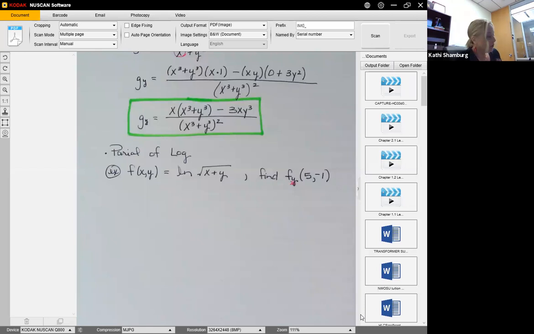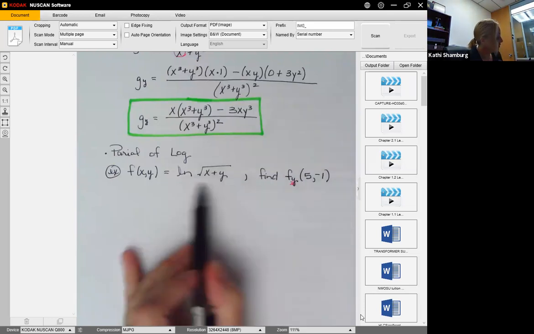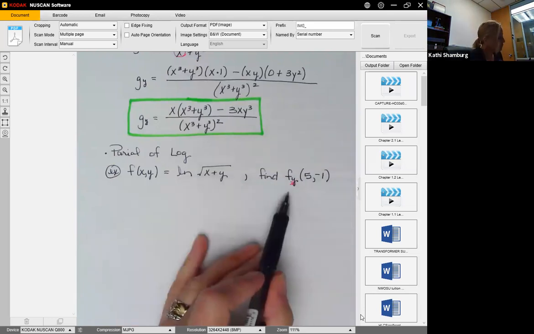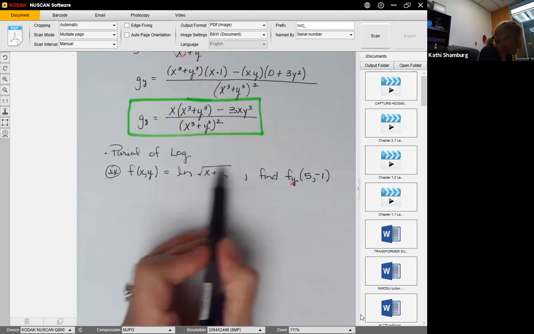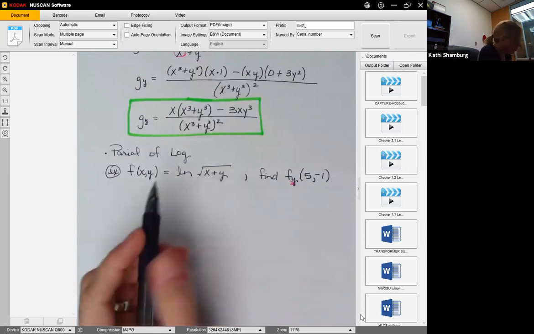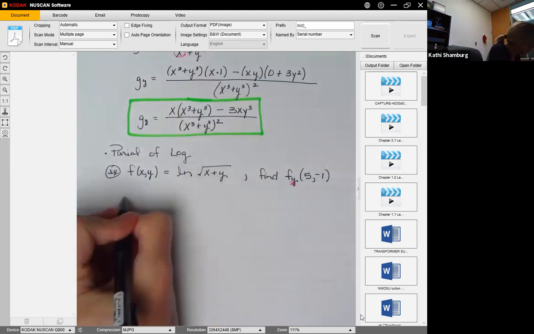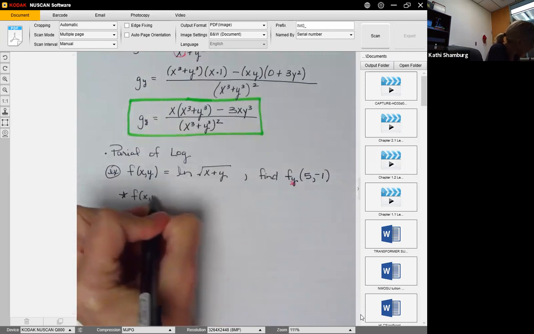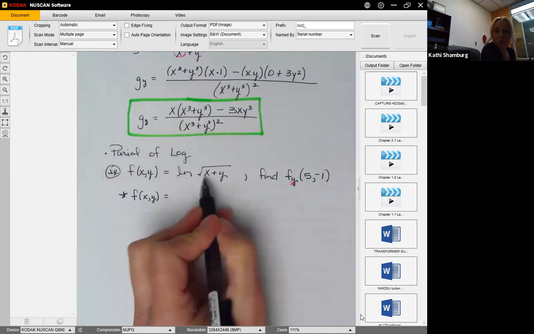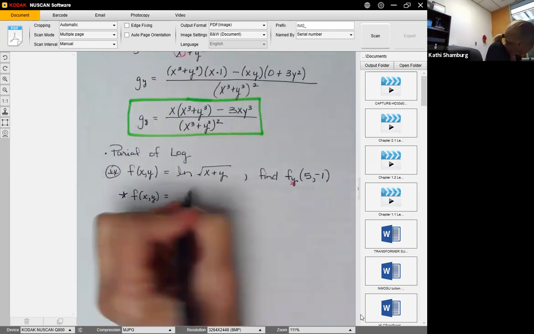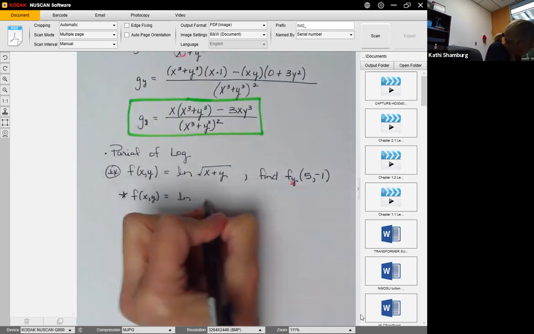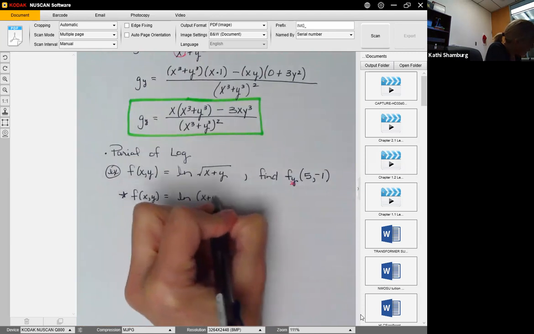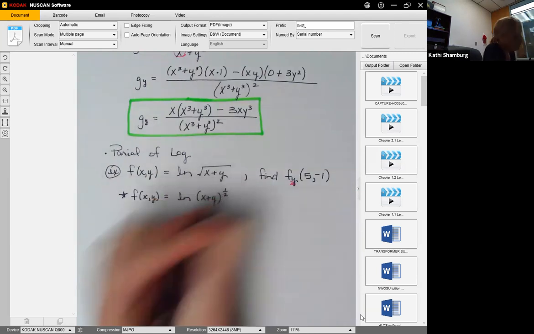Now, here's where you need to be careful. Students will jump right in and start trying to take the derivative of this with respect to y, but because of this square root, you have to pause. So first, you want to rewrite that function with the square root as an exponent. So I'm going to rewrite it as the natural log of x plus y to the 1/2.